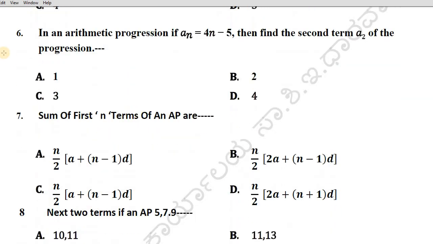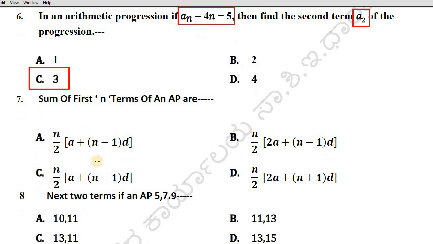Question number 6. In an arithmetic progression, if an is equals to 4n minus 5, so nth term is given, find the second term, that is a2 of the progression. So how do you find a2? Nth term is given, so directly in the nth term, in the place of n, you substitute 2. So 4 twos are 8, 8 minus 5 will be 3. So option C is correct for this.